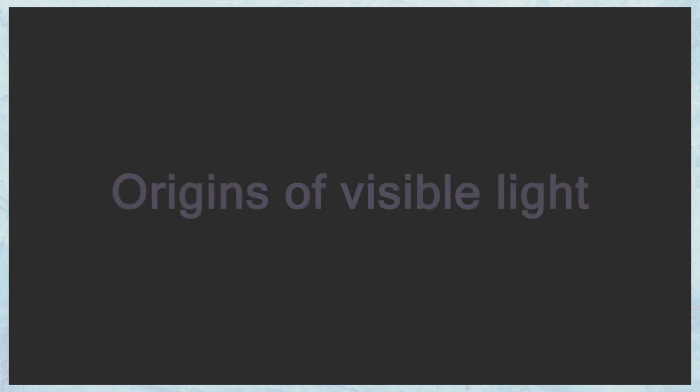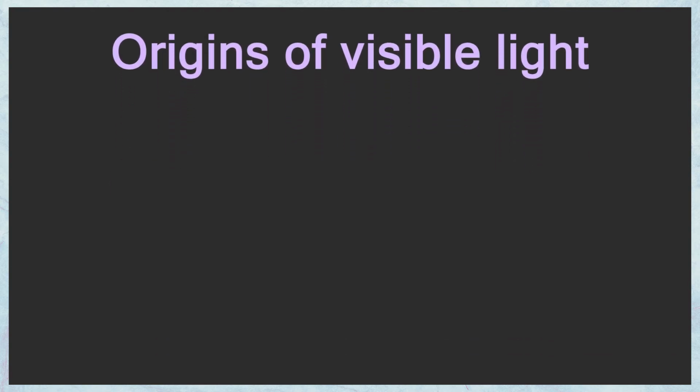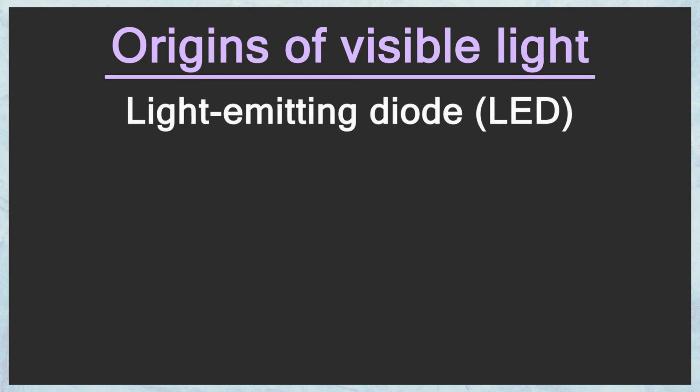With a basic understanding of what EMR is, let's now discuss a few origins of visible light. The device you're watching this on probably uses LEDs to power its display, but how do they work? In an LED, there are two semiconductors made from a special material that can emit light efficiently.